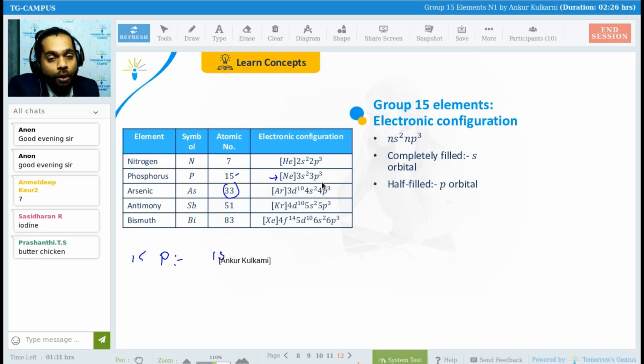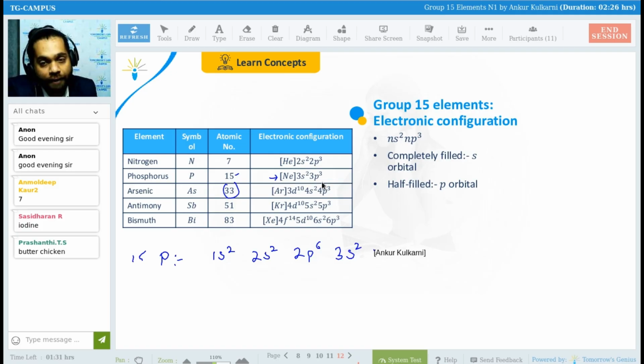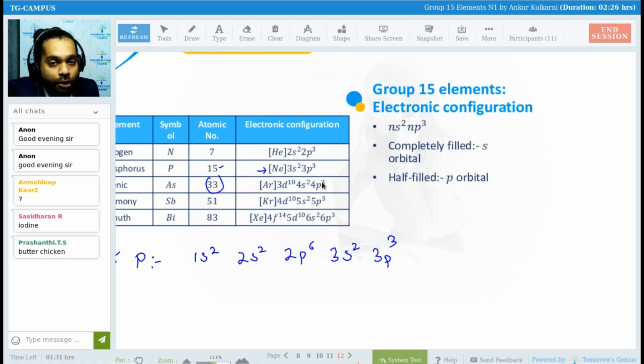It will be 1s2, 2s2, 2p6, correct? So 2 plus 2, 4 plus 6, 10. Then 3s2, correct? Then 3p3. So instead of writing this whole thing, 1s2, 2s2, 2p6 is the noble gas electronic configuration of the element neon. So we write neon in square brackets, and then we write 3s2, 3p3.